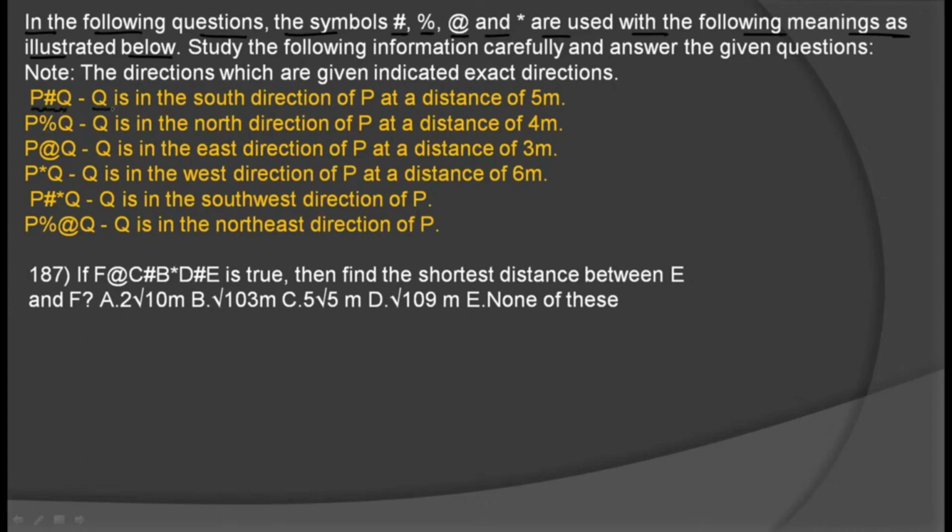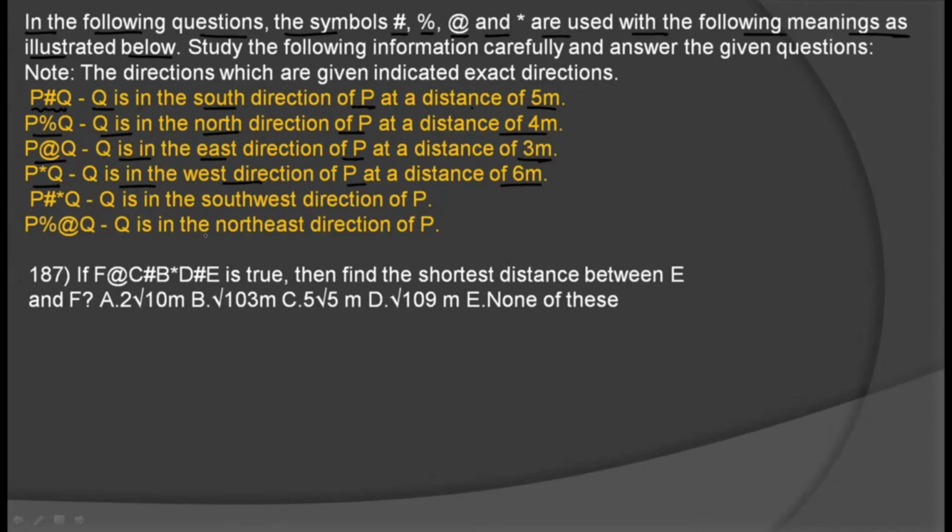P ash Q: Q is in the south direction of P at a distance of 5 meters. P percentage Q: Q is in the north direction of P at a distance of 4 meters. P at the rate of Q: Q is in the east direction of P at a distance of 3 meters. P star Q: Q is to the west of P at a distance of 6 meters. P ash star Q means Q is the southwest of P. Percentage at the rate indicates Q is the northeast of P.